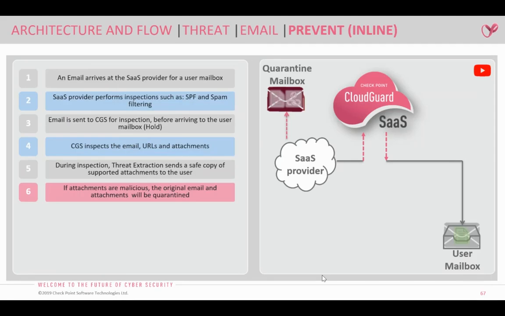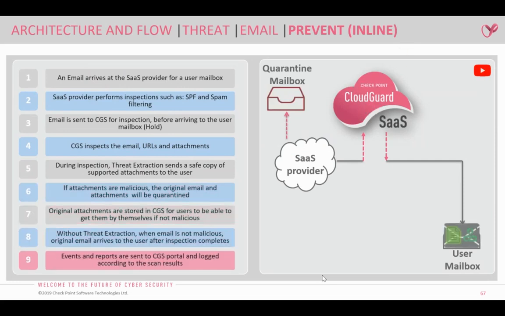So as I said, this is the way of protecting against zero-day attacks, and the user does not need to wait for a block-until-verdict, because that impacts productivity. So with this threat extraction, it can improve productivity as well as keep patient zero out of the network. If attachments are malicious, the original mail and attachment will be quarantined. So this is the process by which CloudGuard SaaS can prevent threats in inline mode.